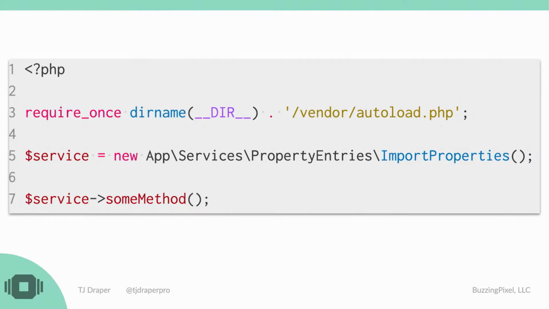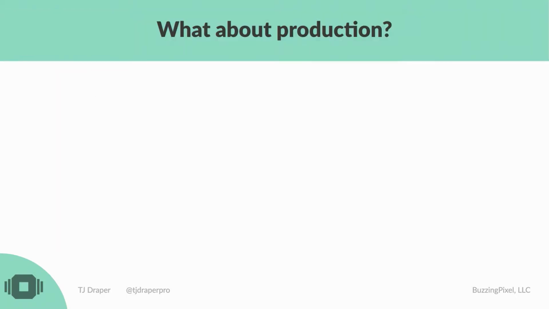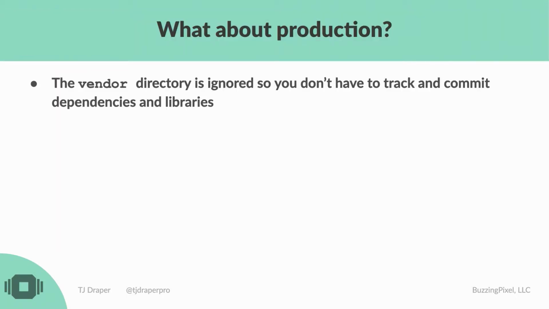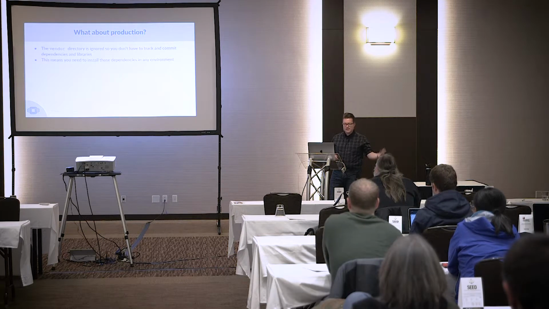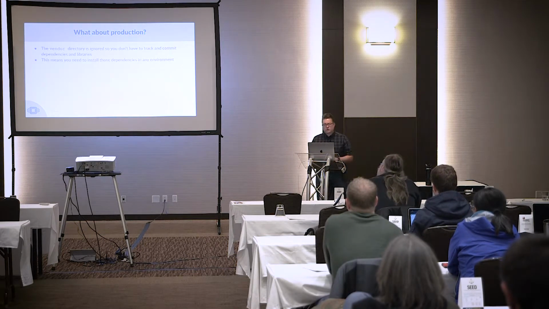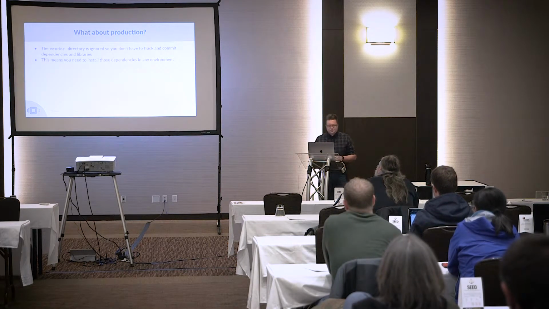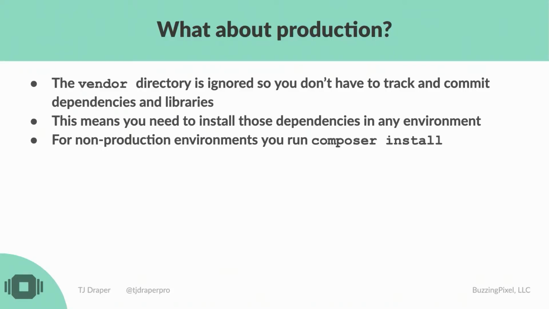So what about production? Because we talked about the vendor directory being ignored, so that we're not tracking and committing dependencies from Composer. This means that you need to install those dependencies in any environment, not just production. So when you're doing it in staging or acceptance test, an acceptance server or a production server. In non-production environments, you would just run the command composer install. You would do that in dev, you would do that in staging, or what have you.